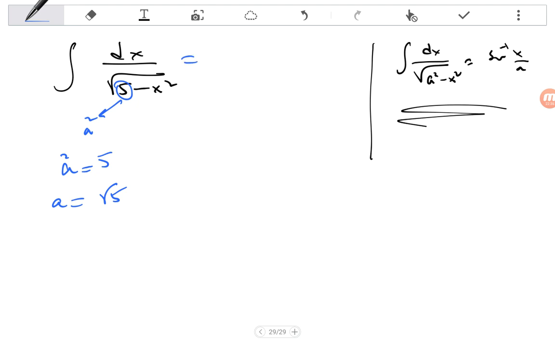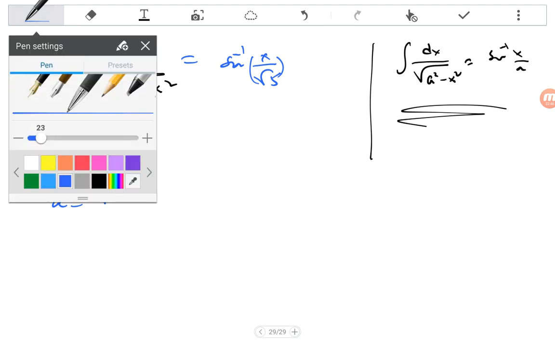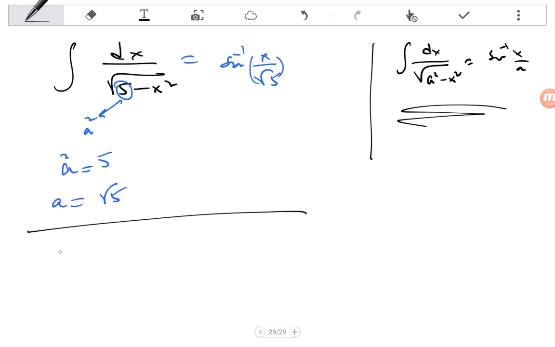So what is the result of this integration? It will be just sine inverse x over root 5, just in one step, directly. Okay? If I had the integration of dx over 9 plus x squared, what will be the result?